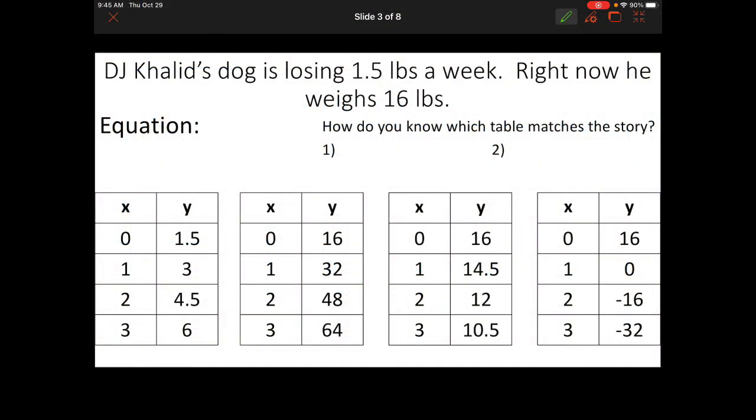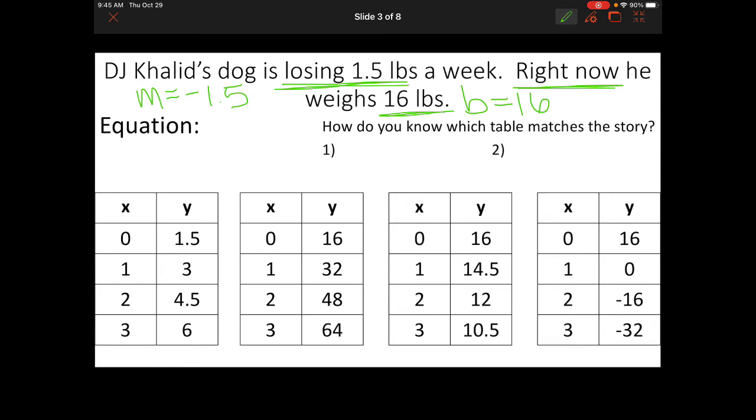DJ Khaled's dog is losing 1.5 pounds a week. Right now, he weighs 16 pounds. We need to figure out which of these tables matches this story. The first thing I want to do is write the equation though. We need to figure out the beginning of this whole scenario. So in the beginning, how much does the dog weigh? And we see right here, it says right now, the dog weighs 16 pounds. So that's our y-intercept. And then he's trying to lose 1.5 pounds a week. So our slope, if he's trying to lose weight, that's negative, and then 1.5.